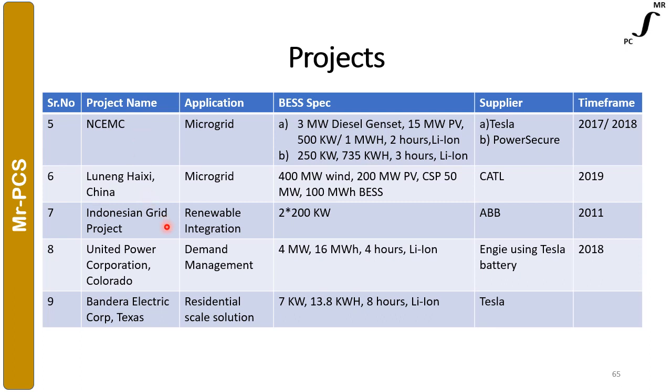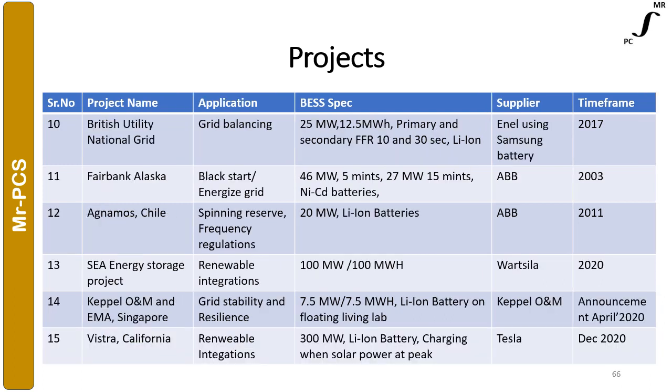Leong Hazi installed 100 megawatt battery storage system for microgrid application. ABB supplied 2 units of 200 kilowatt grid projects in Indonesia. United Power Corporation installed 16 megawatt hour lithium ion battery for demand management. Batteries are supplied by Tesla. Pantera Electric installed 13.8 megawatt battery for residential application. British utility National Grid installed 12.5 megawatt hour battery for grid balancing application. Fairbanks, Alaska used 27 megawatt nickel cadmium battery for black start application. Egnomos used 20 megawatt lithium ion battery for frequency regulation application for renewable integration.